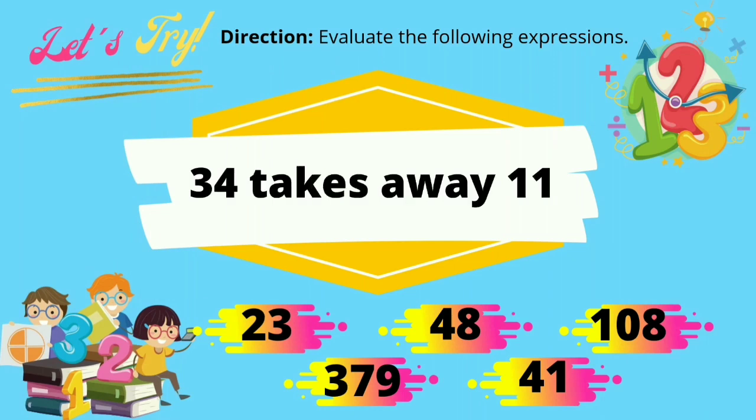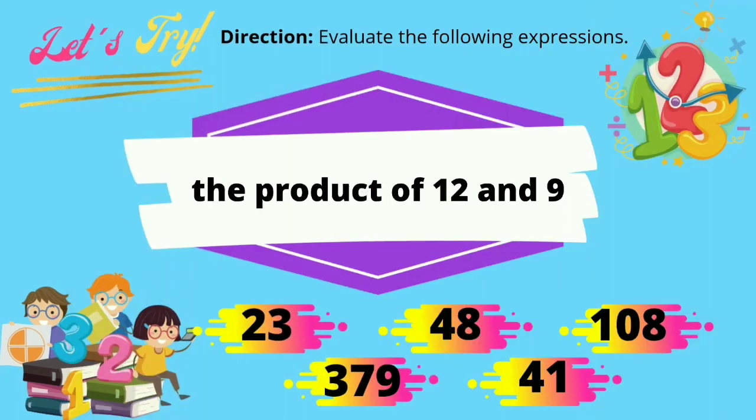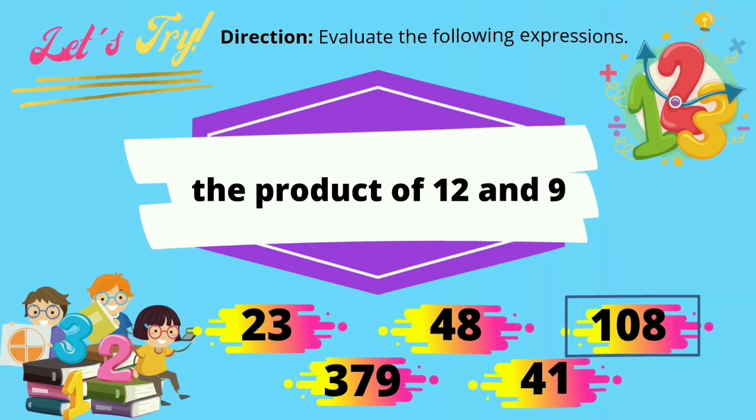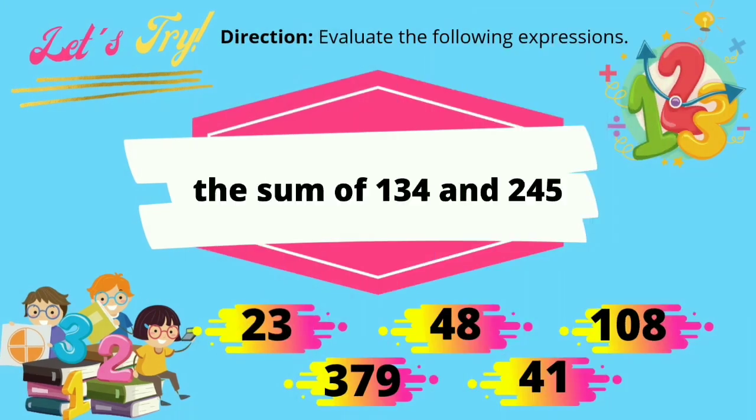34 takes away 11. If your answer is 23, you are absolutely correct. The product of 12 and 9. If your answer is 108, then you are right. The sum of 134 and 245. If your answer is 379, you've got it perfect.